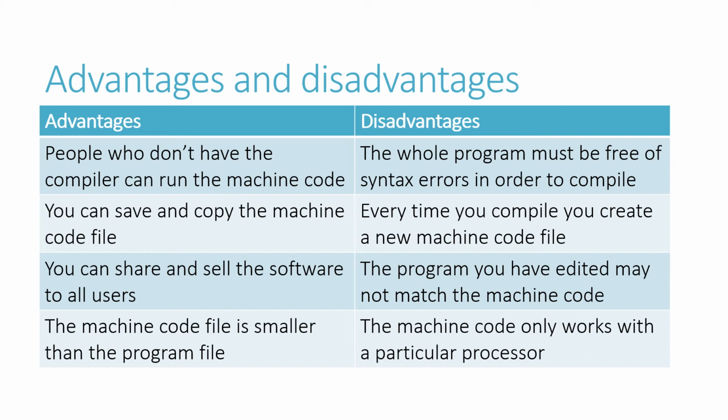And finally, because the machine code is related to a particular processor's instruction set, that file will only work on your chosen type of processor. And therefore, if you are a programmer and you want to sell your software, you'd probably produce multiple versions based on the different instruction sets.